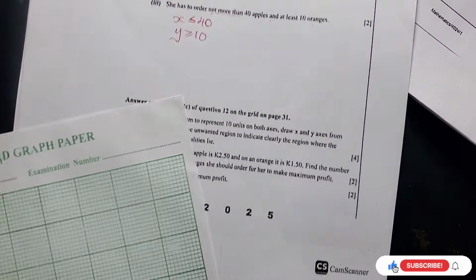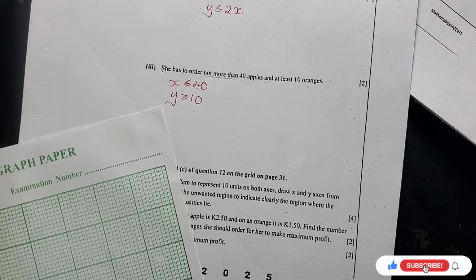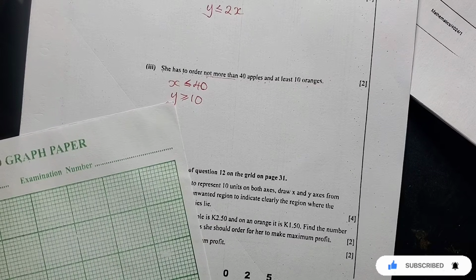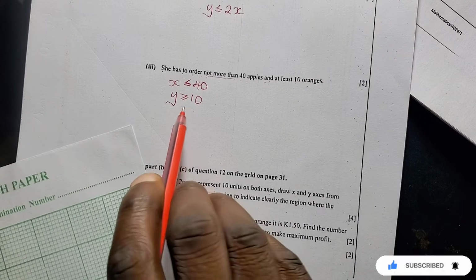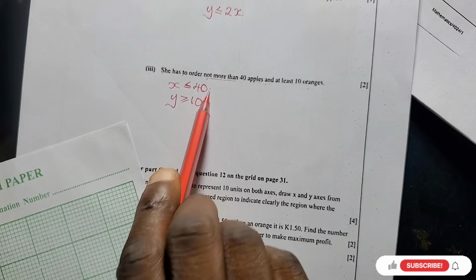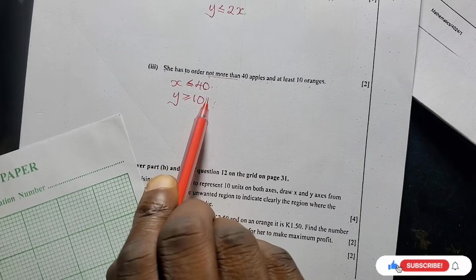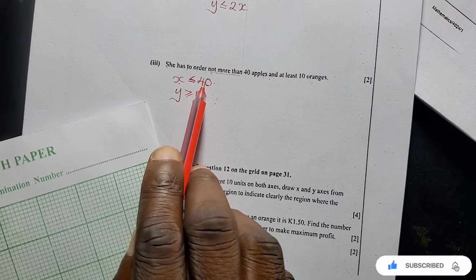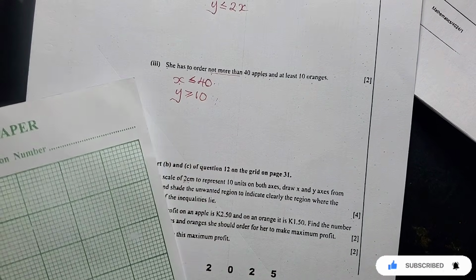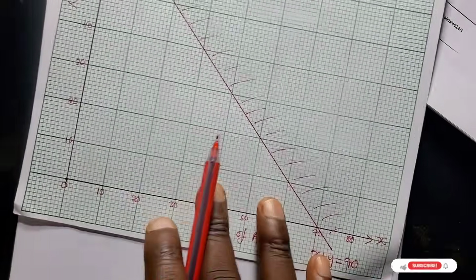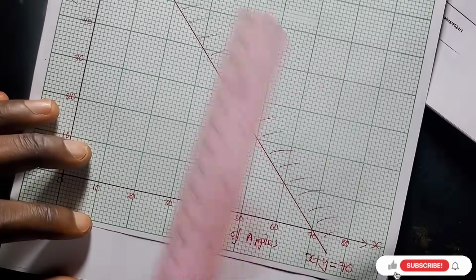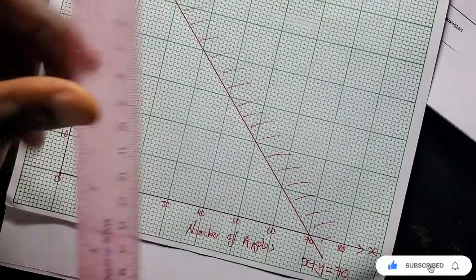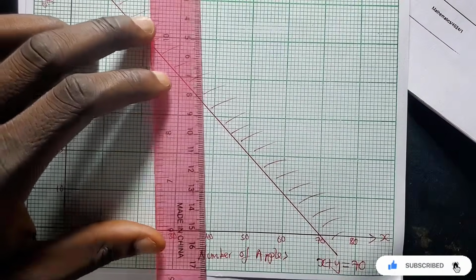The next inequality is y. So remember, when answering this question, always start with simple inequalities. So these are simple inequalities or singular inequalities. Let's start with these, then we'll come to this later. Okay, this is where x is 40. This is where y is 10. So we're going to go where x is 40, which is here, and draw a line. So this is where x is 40.